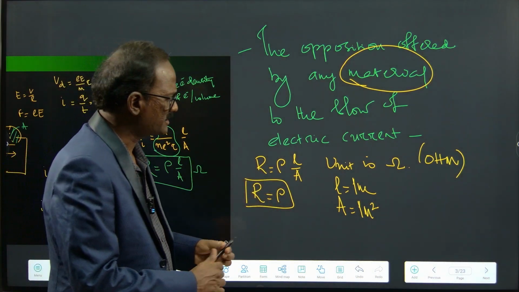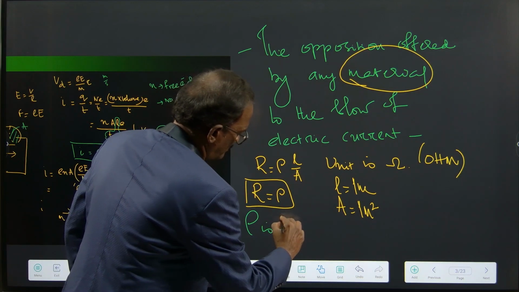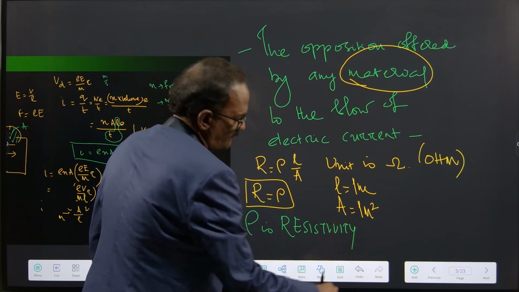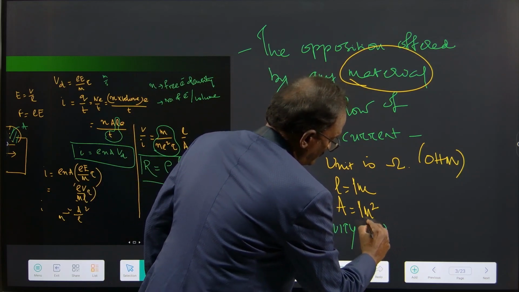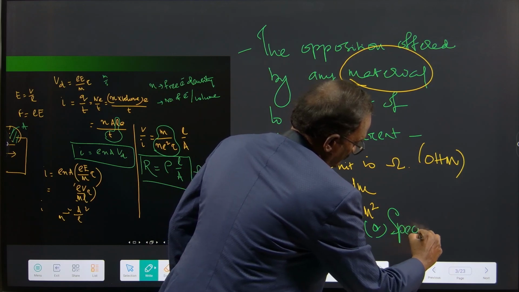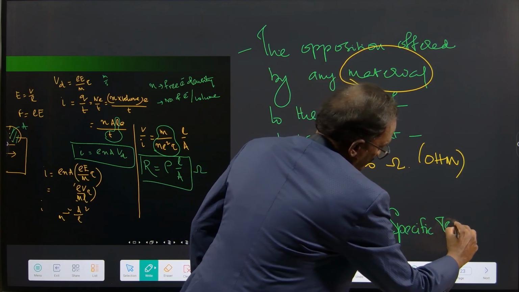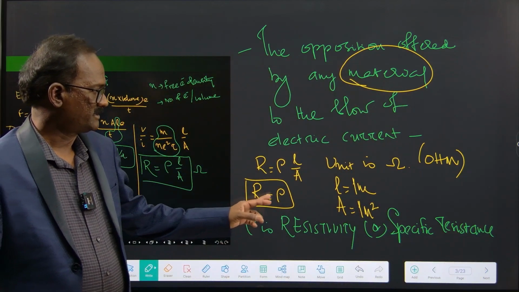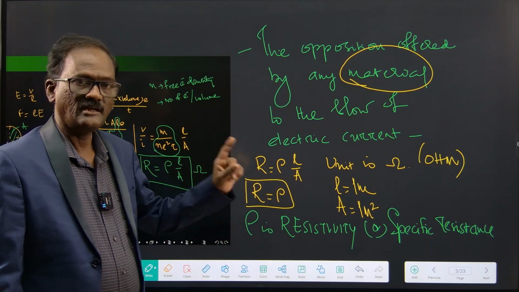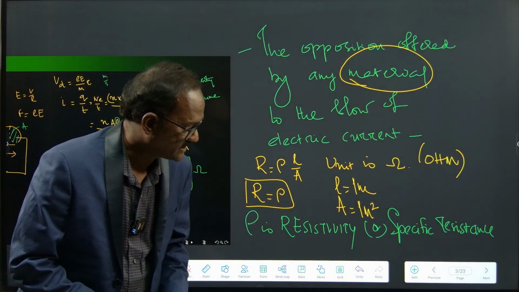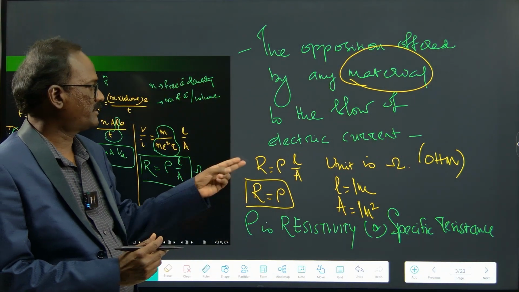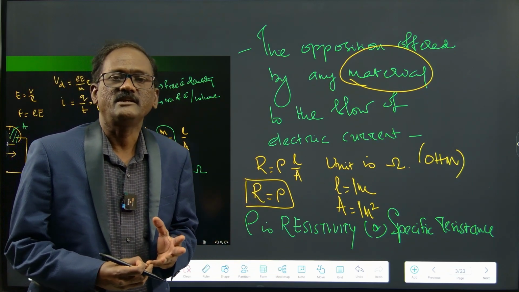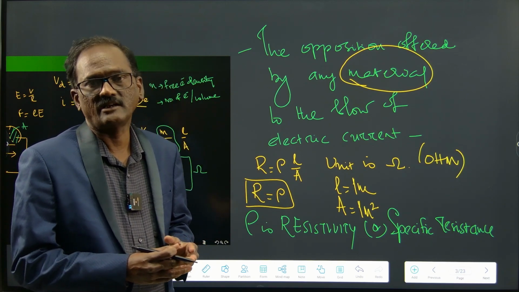So this rho is known as resistivity or specific resistance. When you keep L and A as 1 and 1, R is equal to rho, and this rho is known as resistivity or specific resistance. What is the difference between resistance and resistivity? Resistivity doesn't have the dimensions. So for any material, this value is constant because dimensions are not included.